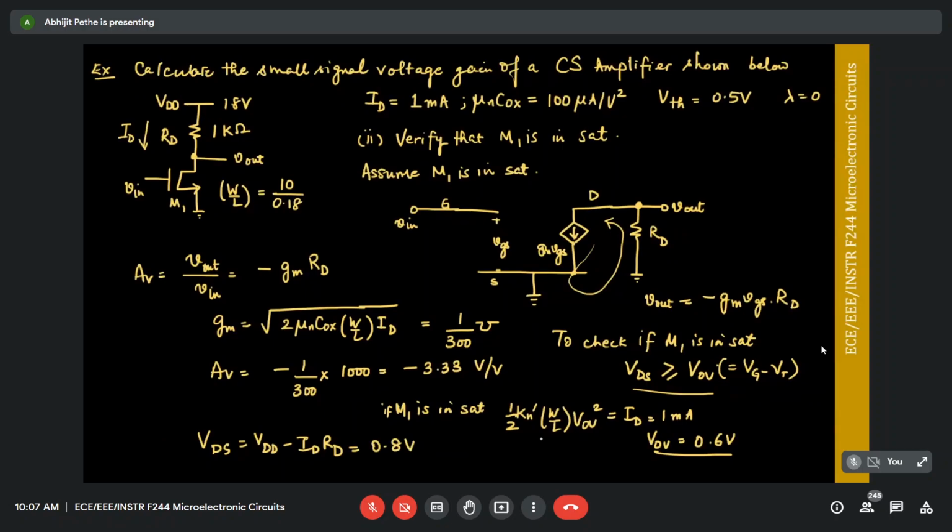So since VDS is greater than V overdrive, the transistor is in saturation, and therefore our model is correct. And so we can stick to that. Our modeling is correct, right? And so the small signal gain remains 3.3 volt per volt. Okay.